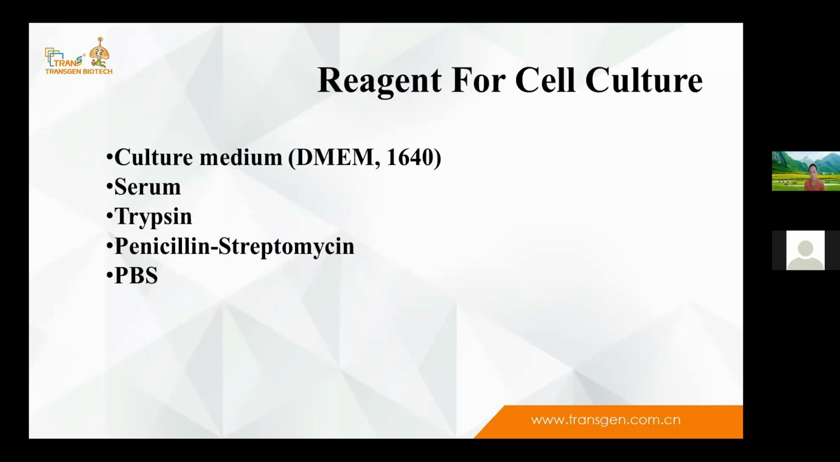The reagents for cell culture: the first one is the cell culture medium, such as DMEM or 1640. The other one is serum, which provides a lot of ingredients to the whole system. Then there is trypsin, which does the passaging. The next are penicillin and streptomycin. These two antibiotics prevent the system from bacterial contamination. And PBS is a widely used buffer for the whole system.